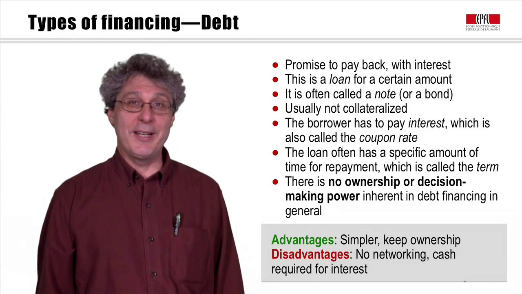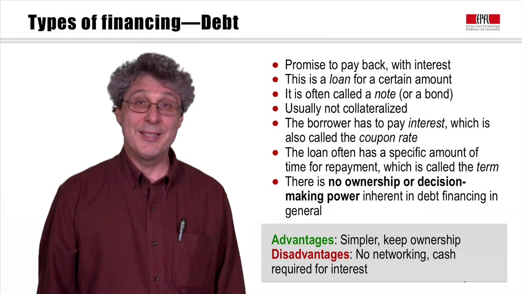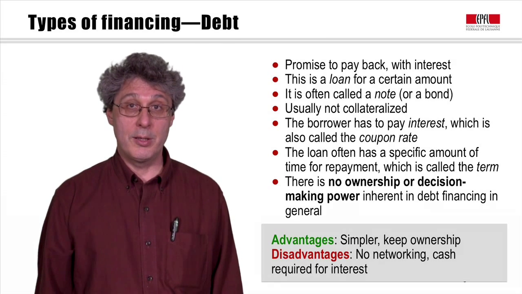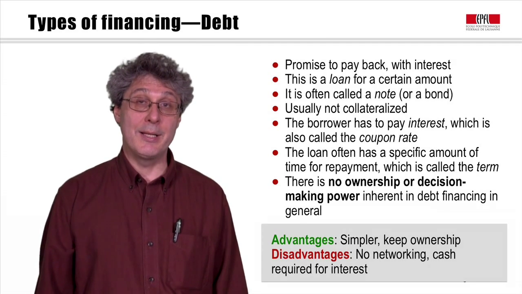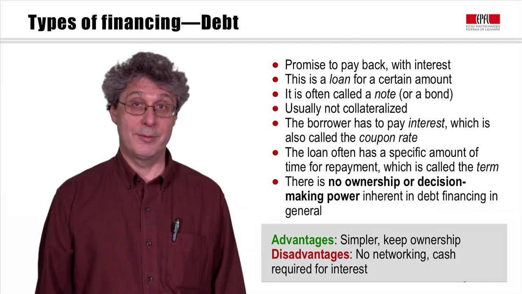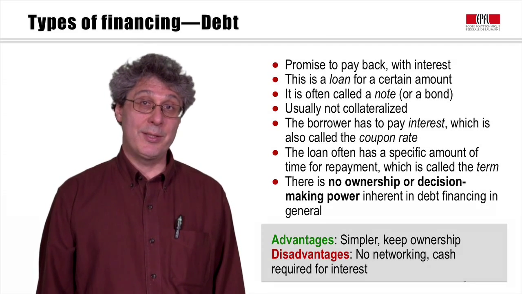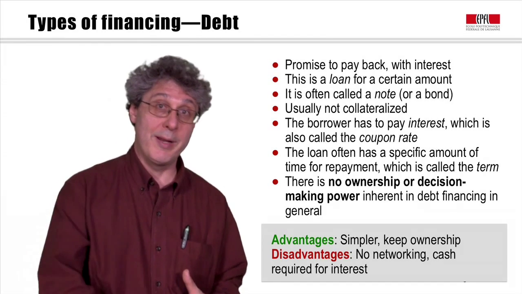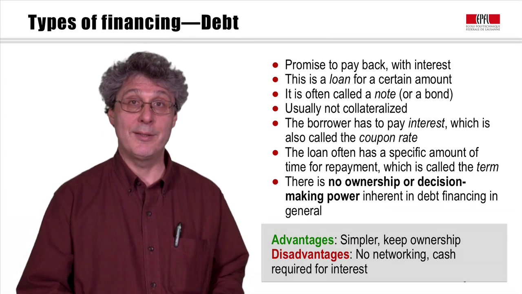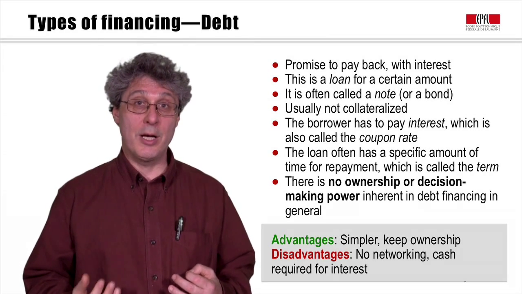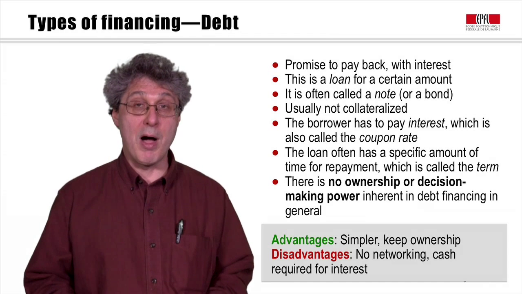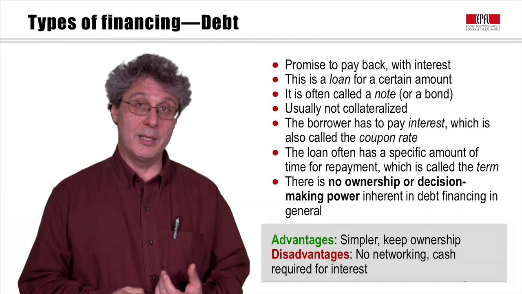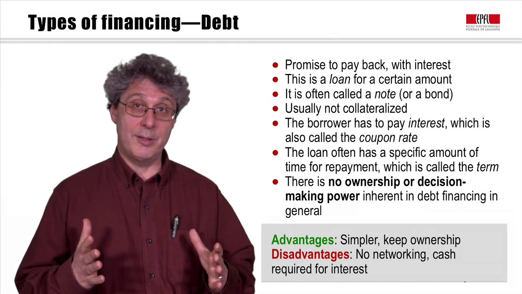The second type of financing that we want to talk about today is debt financing. Now, debt financing is when the entrepreneur promises to pay back the money with interest. This is a loan. It's called a loan, and it occurs for a certain amount of money. So I'm borrowing $10,000. I need to pay back the $10,000. The loan itself is often called a note or a bond.